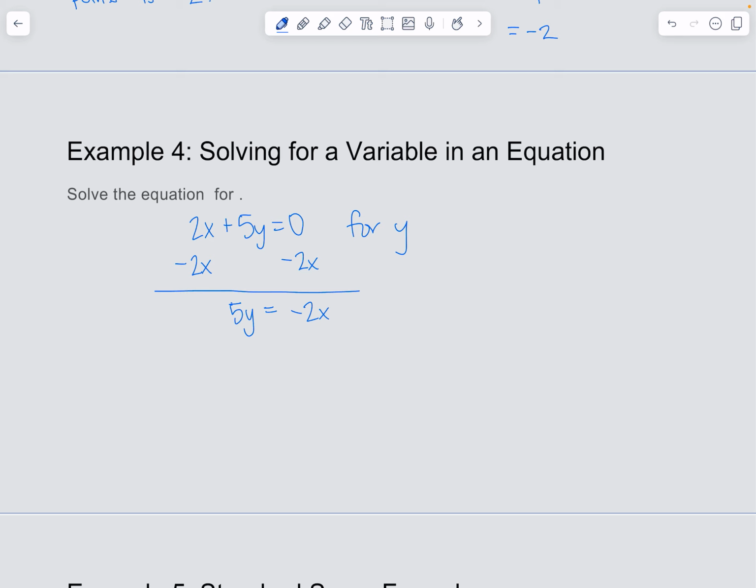Now I have 5 times y on one side. I want y all by itself, so I'm going to divide that 5 away. And whatever I do on one side, I have to do on the other. Now I have y equals negative 2x over 5, or 2/5 x. But we have y on one side, everything else on the other. And we're done.